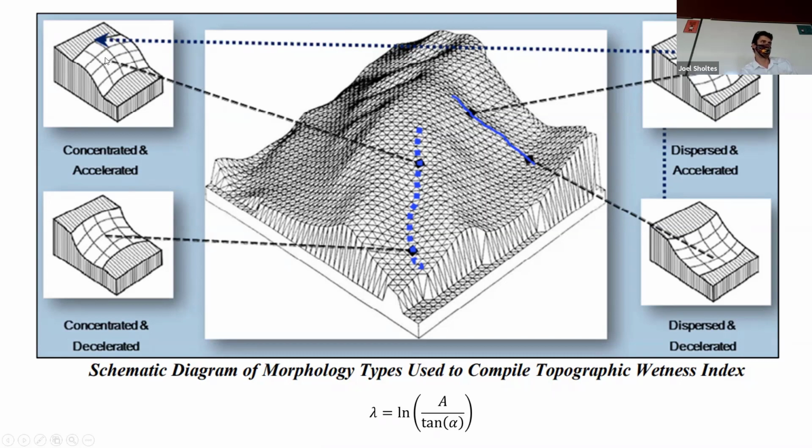This is concentrated accelerated, meaning you're kind of in a valley, but the slope is convex upwards. And here we're deaccelerating, meaning we're still in a valley bottom, but we're concave upwards. And then we have the opposite situations here. And these are kind of ridges that have different slopes downstream.